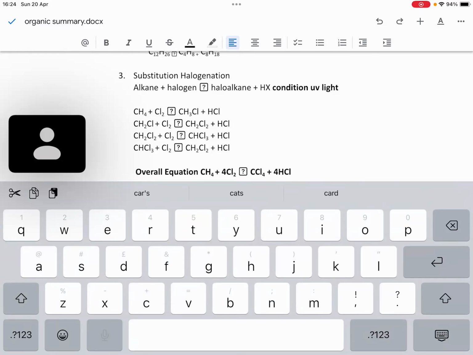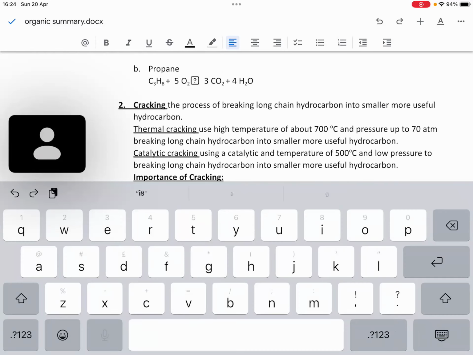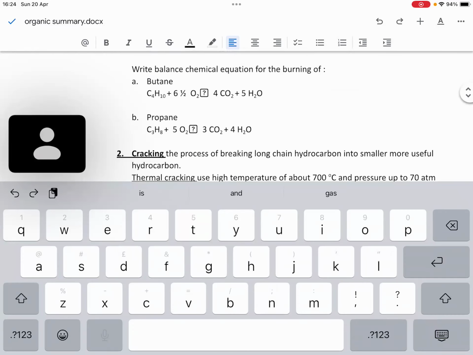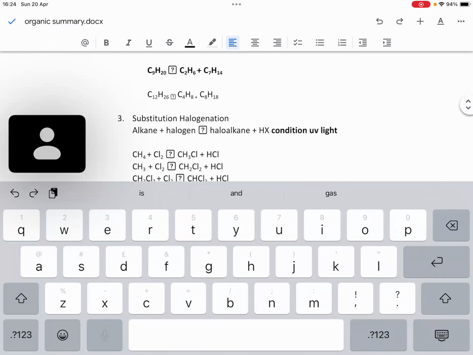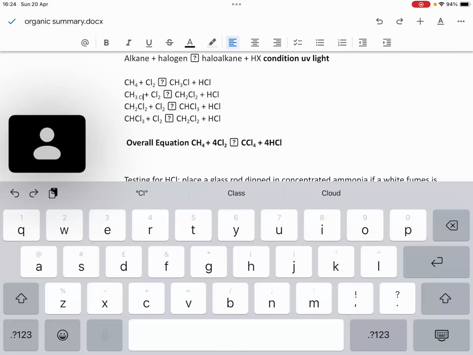Then we start with chloromethane. Oh God. Where was I? Let me fix this. So the Cl must be bigger.